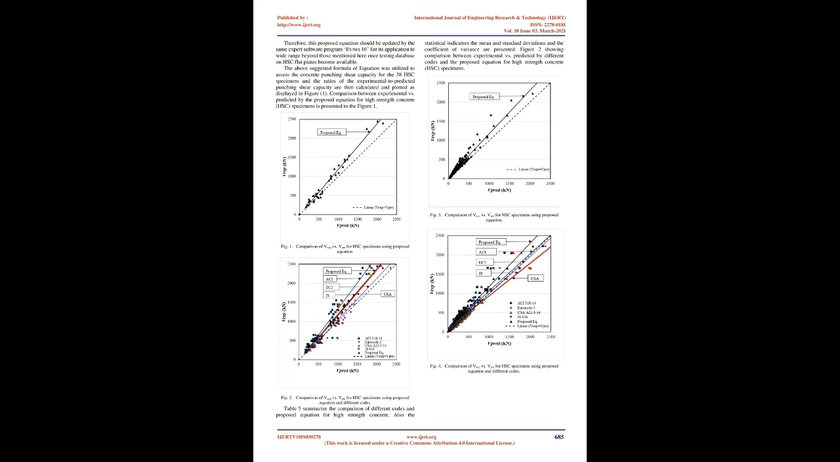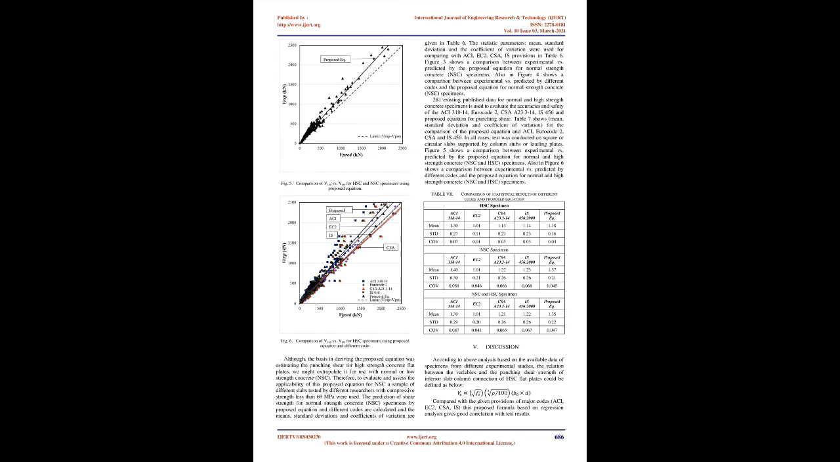In case of using HSC, the ACI 318-14 shows the most conservative and scattered results among other design codes, as evidenced by the highest mean of 1.30 and standard deviation of 0.27. While EC2 prediction shows the least difference to the experimental values with the lowest mean of 1.01 and least scatter with a standard deviation of 0.11. On the other hand, the proposed equation is better than the ACI code and close to CSA A23.3-14 and IS 456:2000.